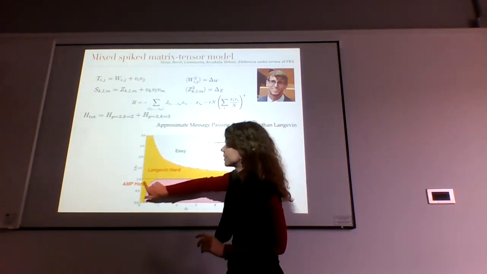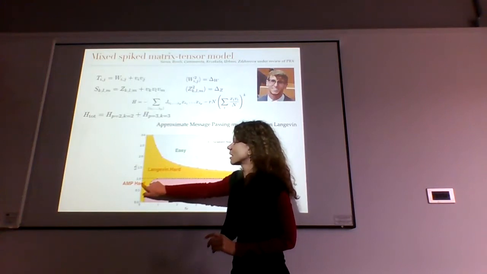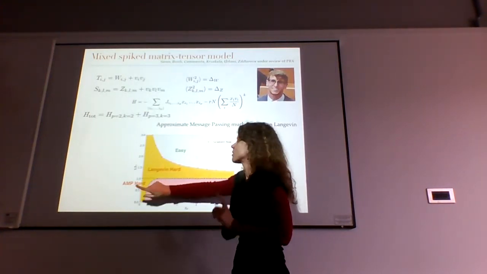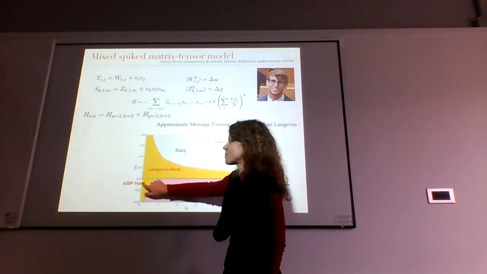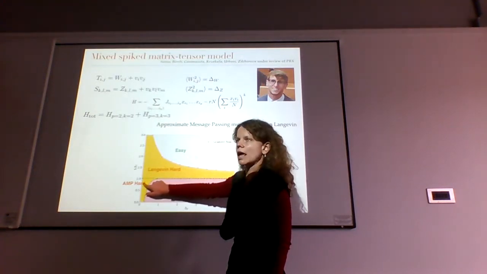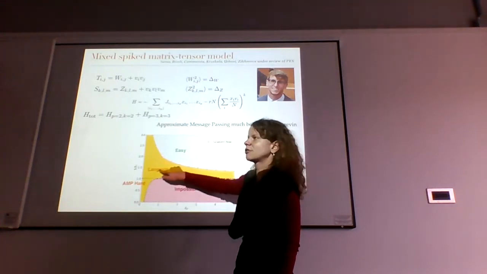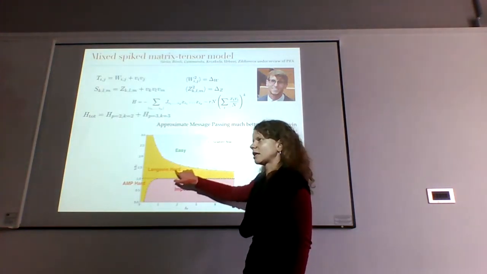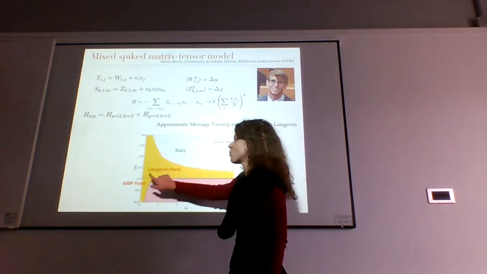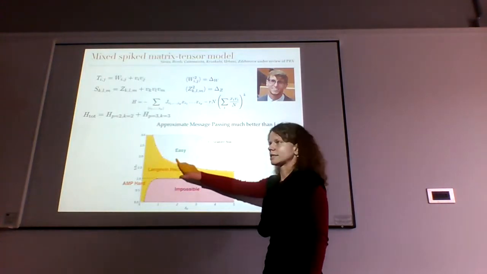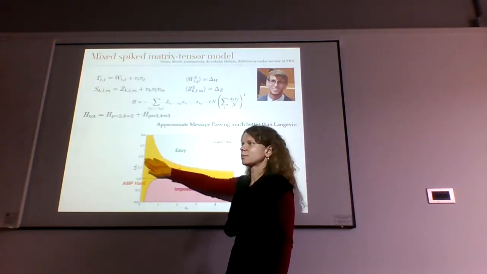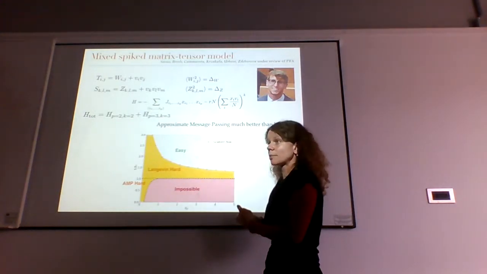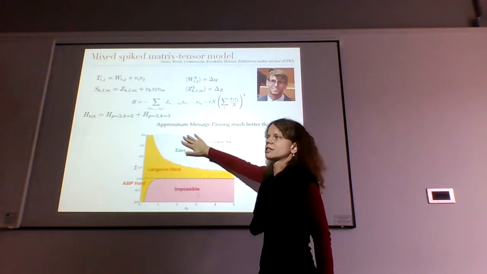However, in this region here, you have a different behavior from the point of view of dynamics, because both dynamics, Langevin and AMP, are not able to retrieve the signal. And here you have a different behavior, because Langevin dynamics still finds it hard to retrieve the signal while AMP finds it easy. And here comes a big difference between the two dynamics. So in general, we found that for this problem, AMP is performing better. And here, of course, it's easy for both of them.